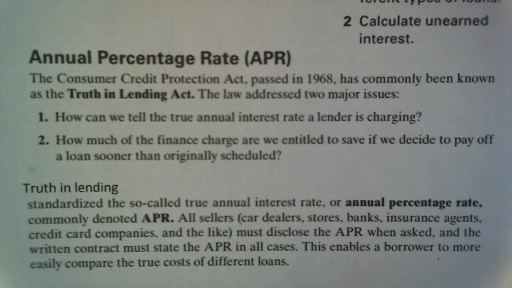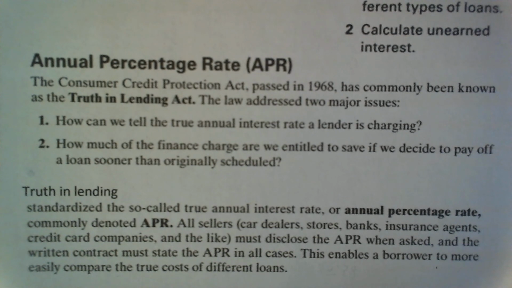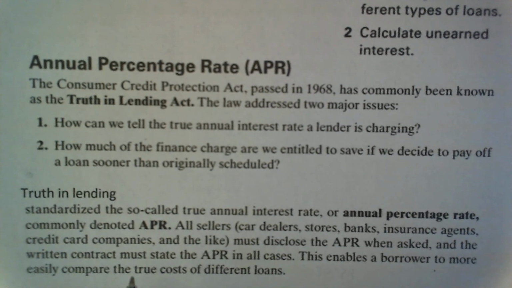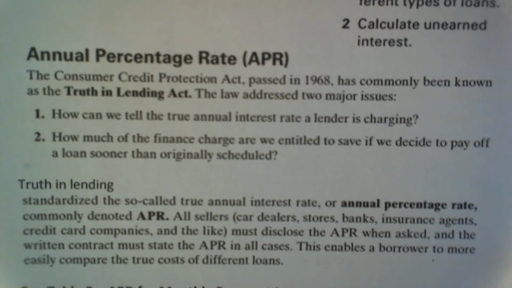So what Truth in Lending does is standardize the so-called true annual rate, or annual percentage rate, commonly denoted as APR. All sellers must disclose the APR when asked, and written contracts must state the APR in all cases. This enables a borrower to more easily compare the true costs of different loans. There's a Table 5 on page 751, which we'll be using for the next example.